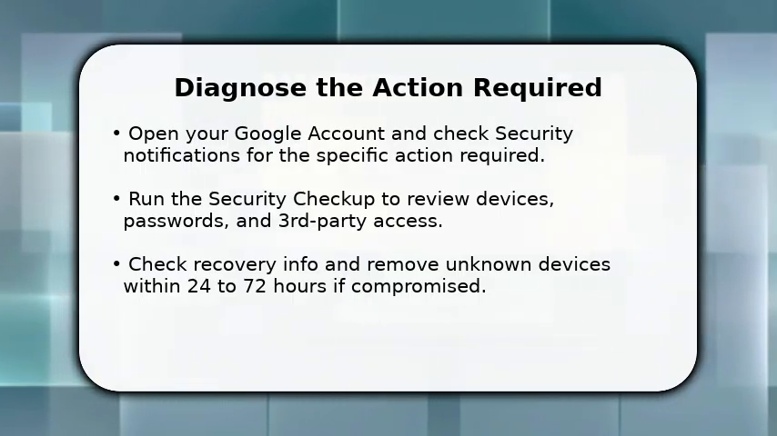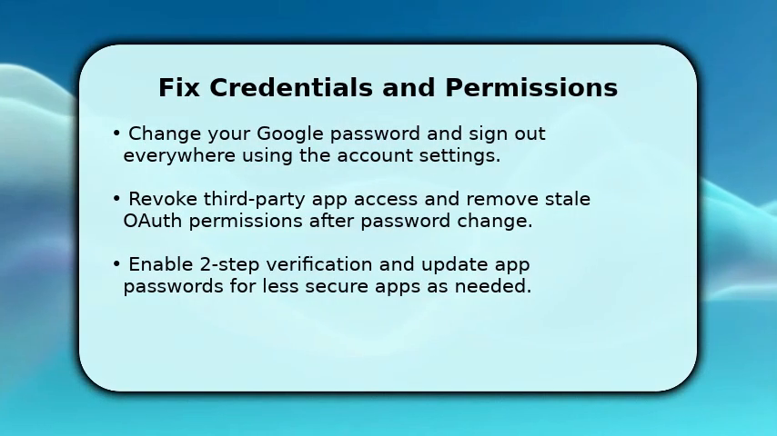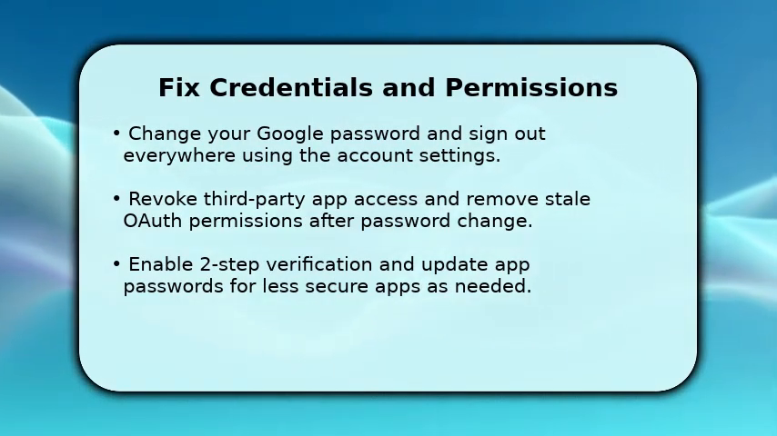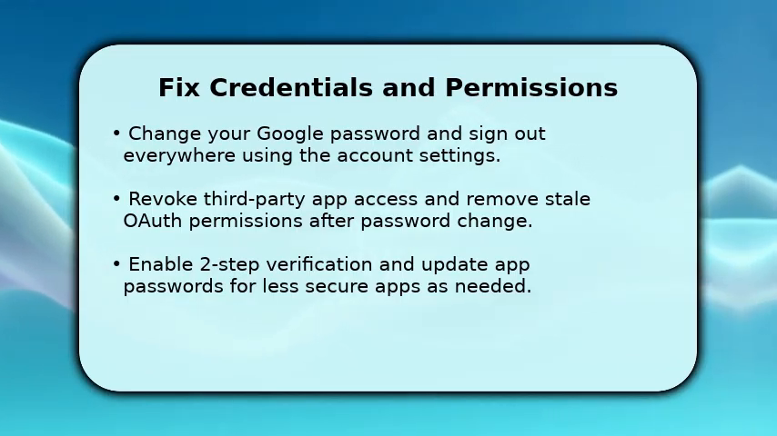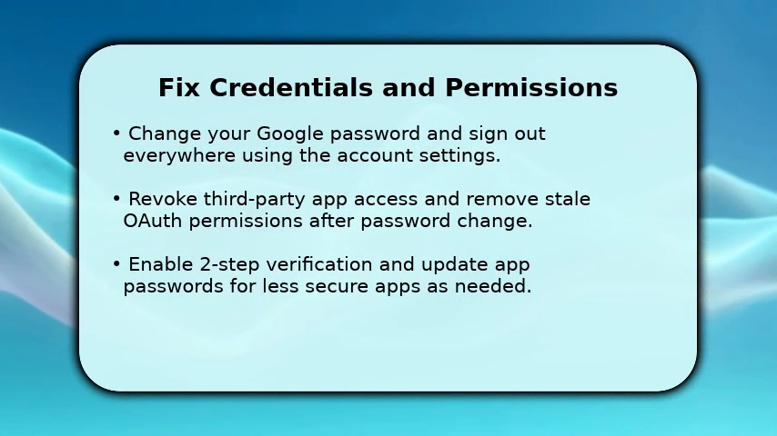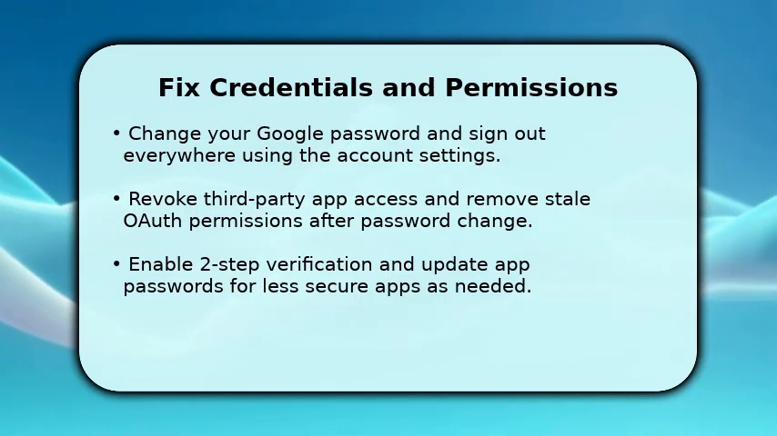If you suspect a compromise, remove unknown devices and change your Google password to a strong, unique phrase and characters, then sign out everywhere. After changing the password, revoke third-party app access and remove stale OAuth permissions that you no longer use. Check for saved app passwords and update or delete them for legacy applications.